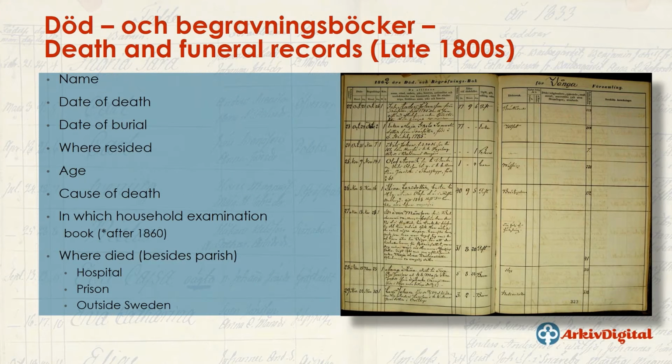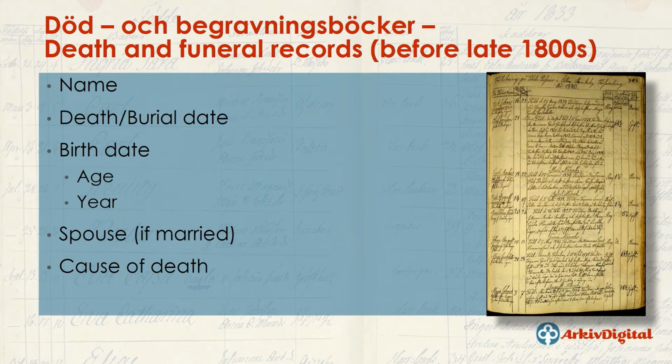The death and funeral records of the late 1800s provide information such as the date of death, the burial, where they were residing, their age, cause of death, the number of the household examination book that they were in, and where they died, besides the parish, which could have been in a hospital, a prison, or somewhere outside of Sweden. I have seen some that listed America. And the ones before the late 1800s, again, a little more primitive, but they still provide a lot of information that's useful.